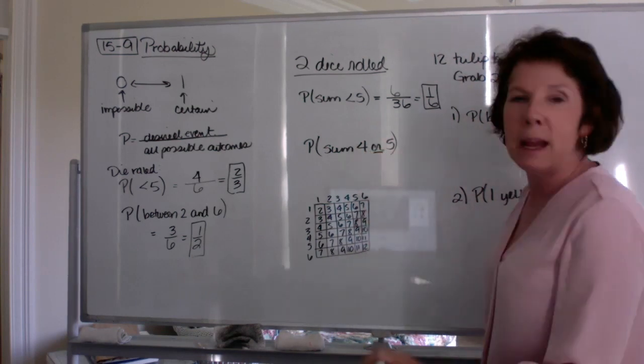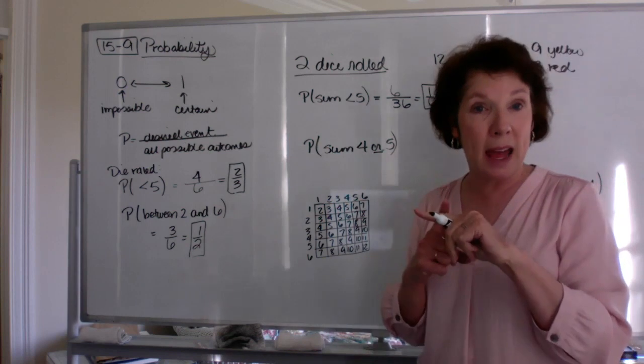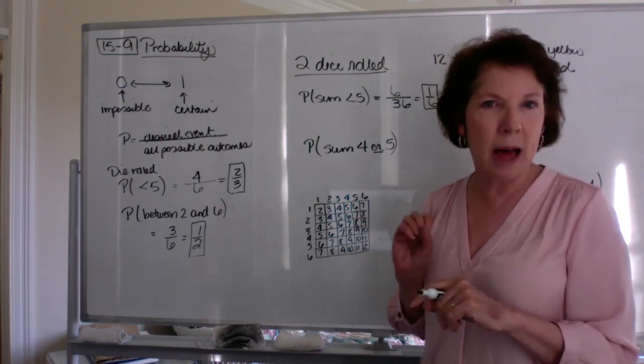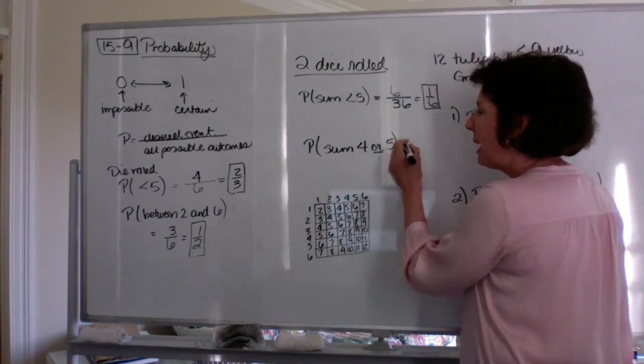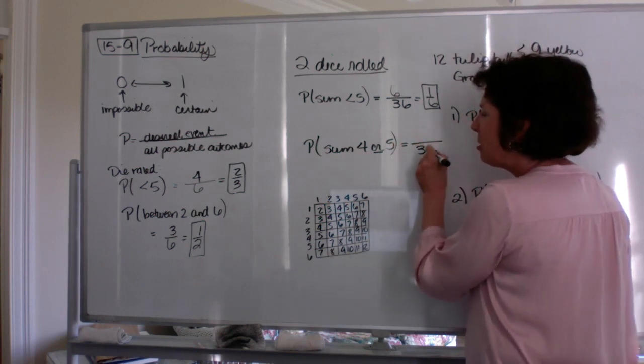Now, or in probability means to add. And means to multiply, or means to add. So let's add the ways we can get a 4 to the ways we can get a 5. There's 36 possible sums.